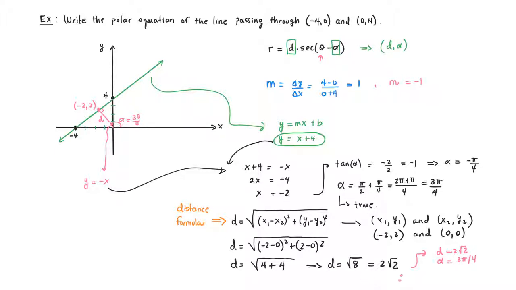So conclusion, the polar equation will be r equals 2 root 2 times secant of (theta minus 3π over 4). Okay, so I'm going to go ahead, box it up, and that's the equation of this line in polar form.